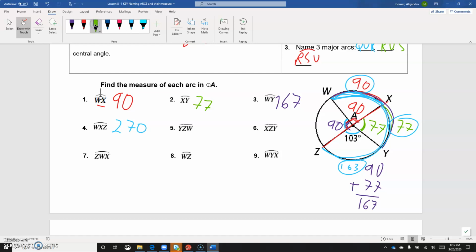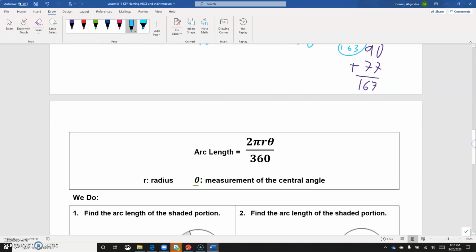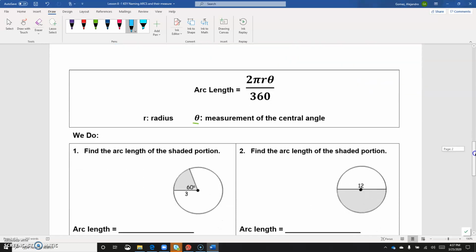All right, let's do one more together and then you try one on your own. We're going to do YZW. So that's 103 plus 90. 193. Okay, go ahead and pause the video and see if you can do the rest on your own. All right, so I hope you were able to get these correct answers. If not, you could come to tutoring or just replay the video and see if you'll understand it the second time around. But we need to move on because we only have 3 more minutes left.